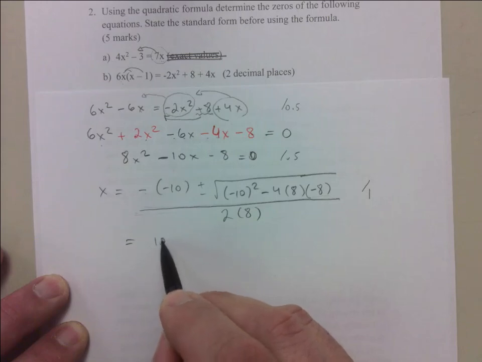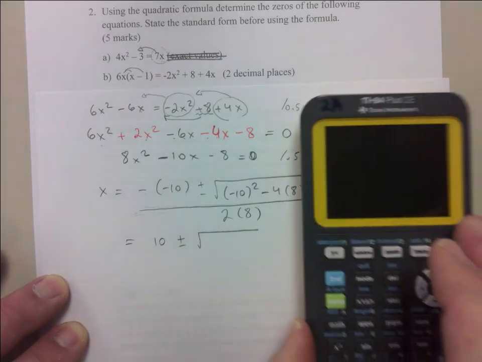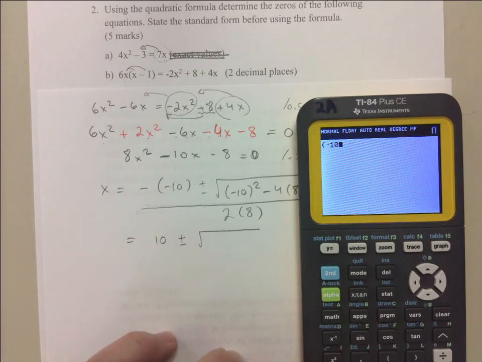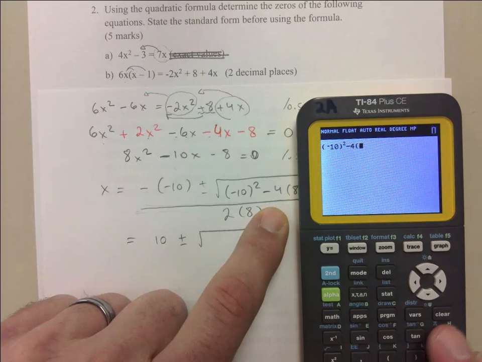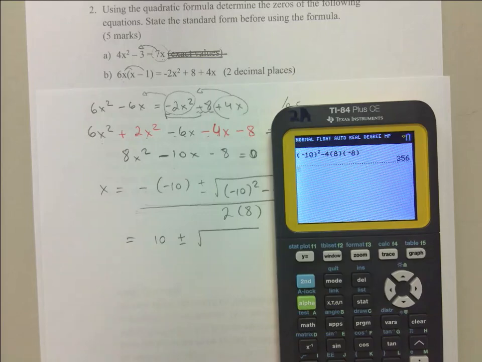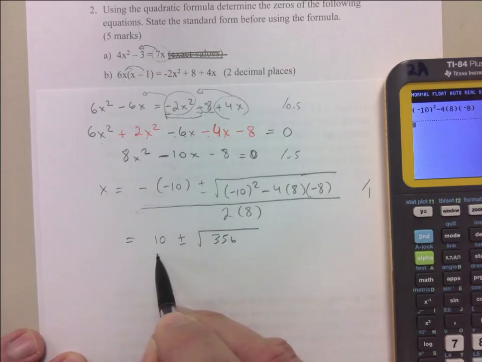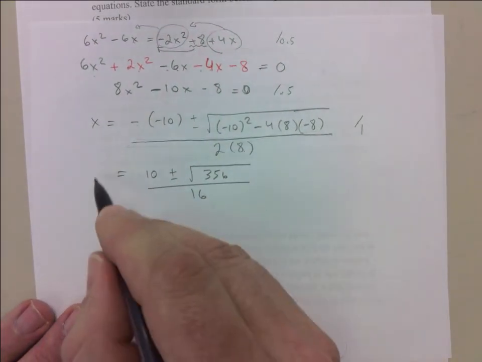Double negative, that's 10. Positive, plus or minus. Let's figure out what this is. So we go negative 10 in brackets, that's 100, right? And then it's minus 4 times 8 times negative 8. You get root of 356 over 2 times 8, that's 16. Okay, and now we get our two roots here.